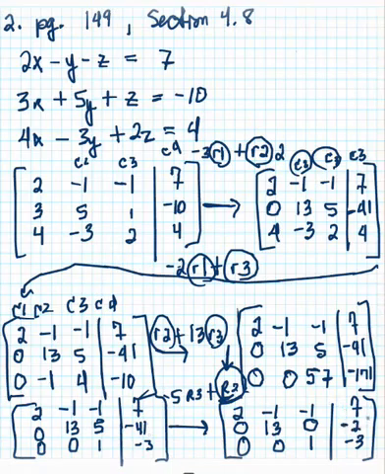Negative 26. I don't know, Cameron, is that what you got? You got positive 26? Hang on. So I'm getting negative 5 times negative 3, and then I'm going to add negative 41. I got negative 26. Okay, it is negative 26.